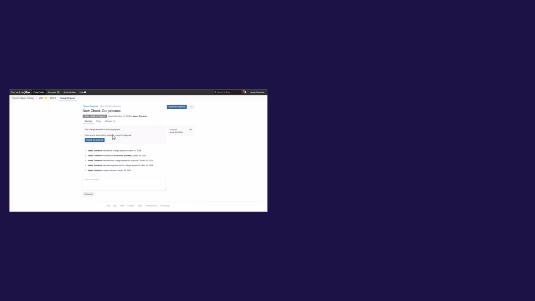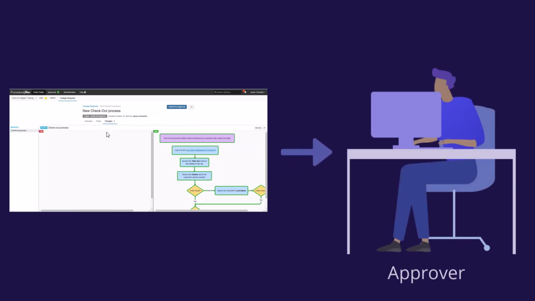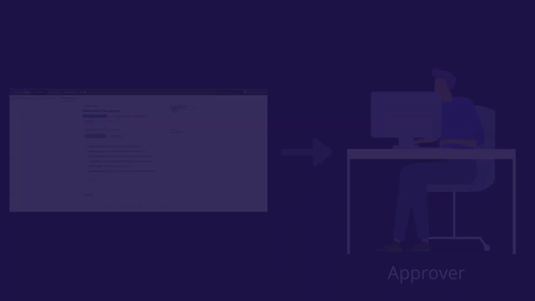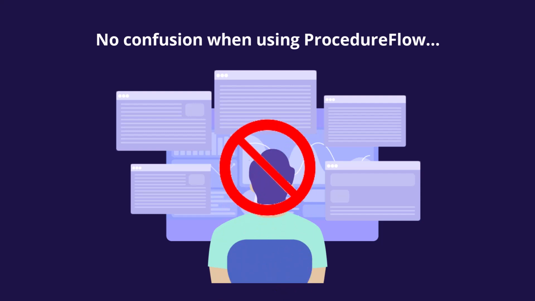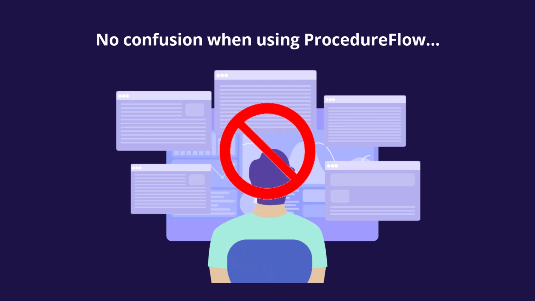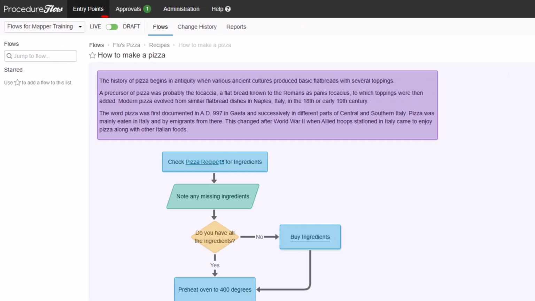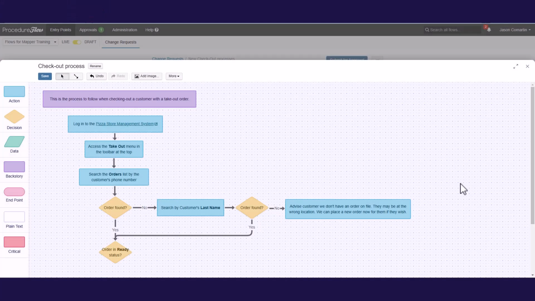Once the change request is ready for approval, the person contributing the updates must then submit them to an approver before they replace the live version. There is no ambiguity or confusion for end users because they're not concerned with the different versions of documents when using Procedureflow. The live version is always current. Now let's submit a change request for approval.